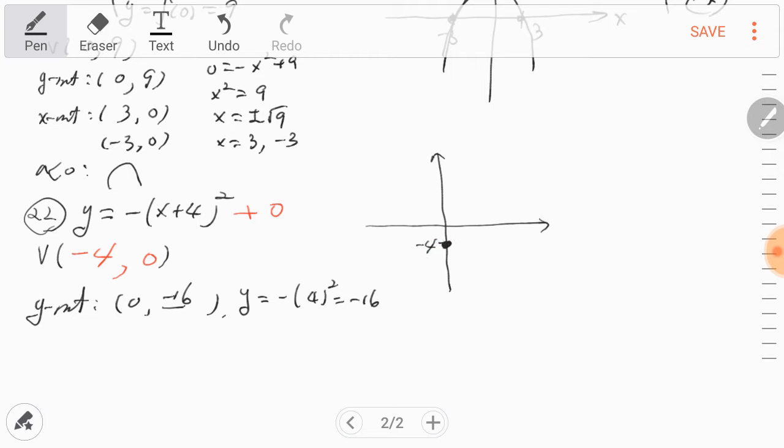And the y-intercept is, oh, wait a minute. Get the vertex negative 4, 0, then x equals 0. Wait, oh, there is something wrong. Let me think about this one. Right, why did I write this one? This is not right.